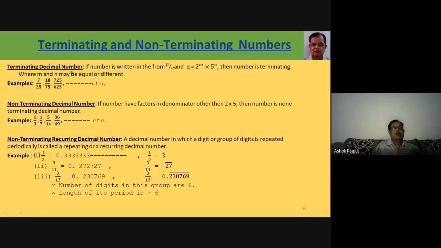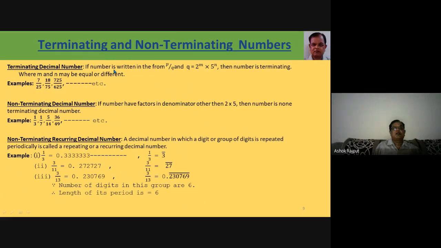The terminating decimal numbers: terminating means after some digits it is completely divisible. Non-terminating means after some digits it is not divisible. It is continued up to infinity. These are non-terminating.